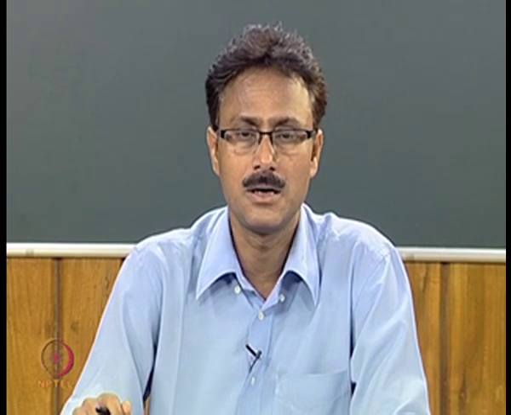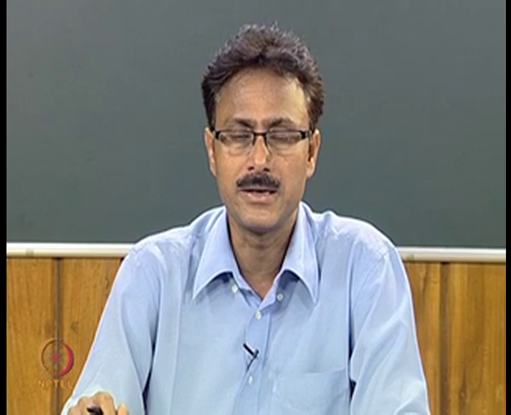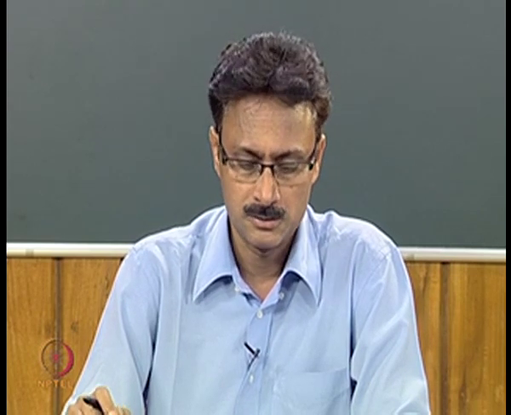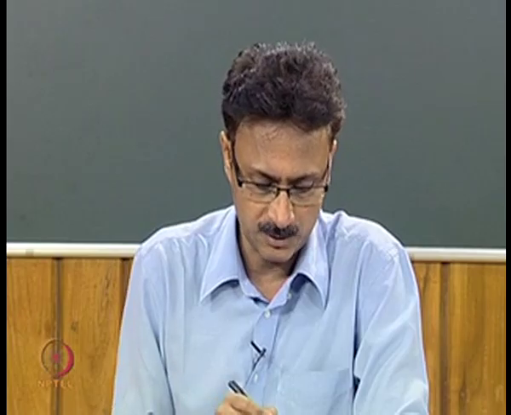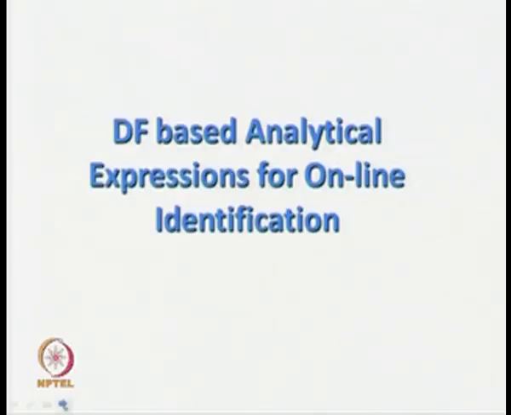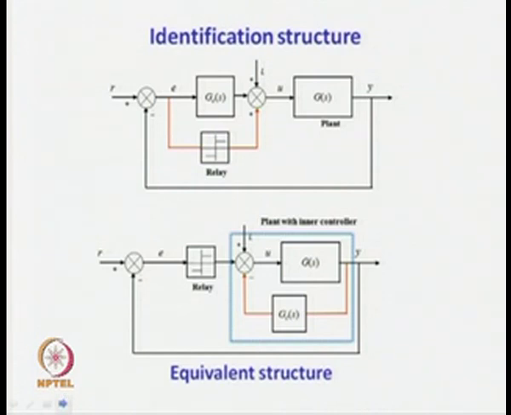Welcome to the lecture titled DF based analytical expressions for online identification. In this lecture, we shall discuss the describing function based analysis of a relay control system. Now, the system can be stable or unstable. A relay will be connected in parallel with the controller to induce limit cycle output or sustained oscillatory output. The scheme for the identification is shown over here.